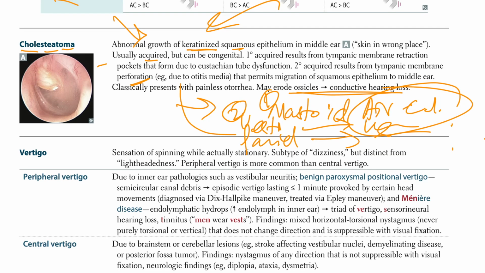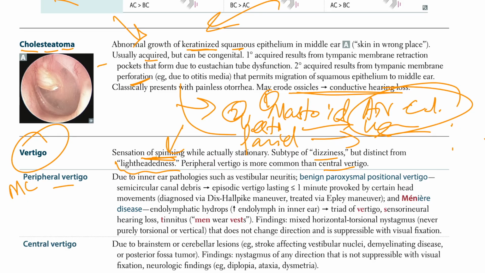So let's go on to the next, which is called vertigo. Vertigo is a sensation of spinning while actually stationary. Simple thing, right? Subtype of dizziness, but distinct from lightheadedness. Peripheral vertigo is more common than central vertigo. So let's take a look at peripheral vertigo.